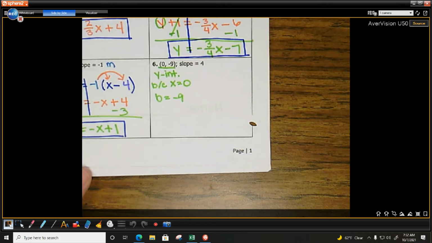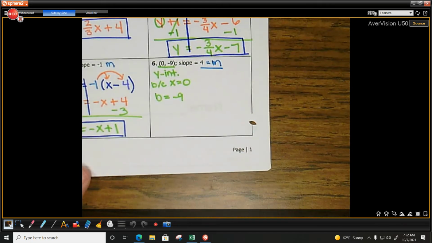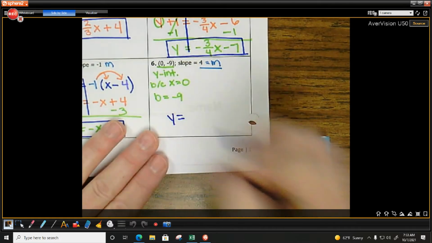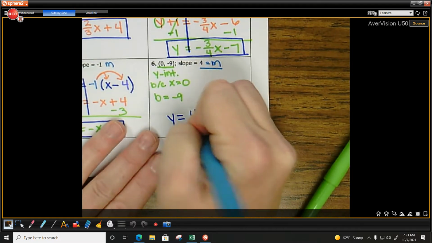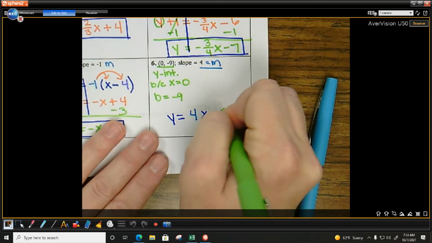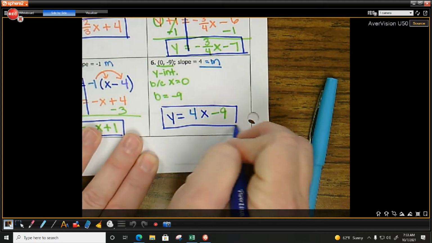What's my m? My m is 4. Do I know my m and my b? Yes. Do I have to use point slope form, or can I go directly to slope intercept form? Do I have my slope? Yes. Do I have my y-intercept? So I can go directly to slope intercept form. So I can just do y equals mx plus b, but my b is a negative 9. And there we go.